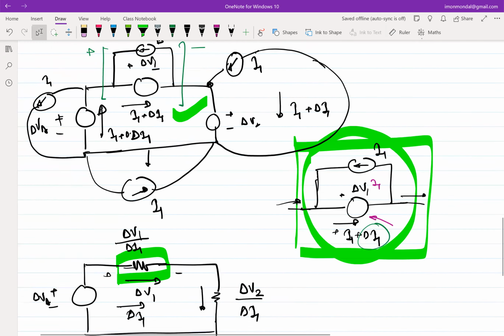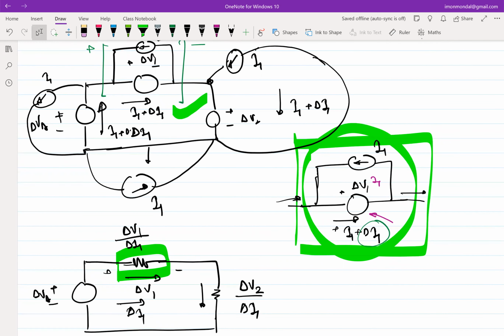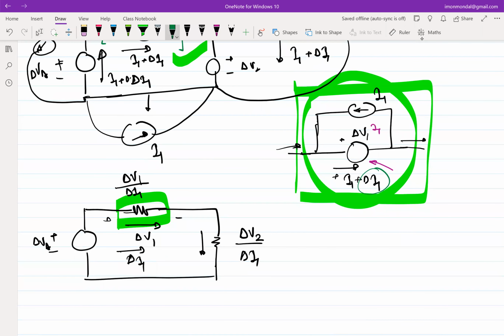Okay, so delta V at this side. The same argument, isn't it? You take any loop. You have to replace delta VA by a resistance. Okay, I understood your question. So his question is, why didn't I replace this delta VA with a resistance? Is that the question? Yes.